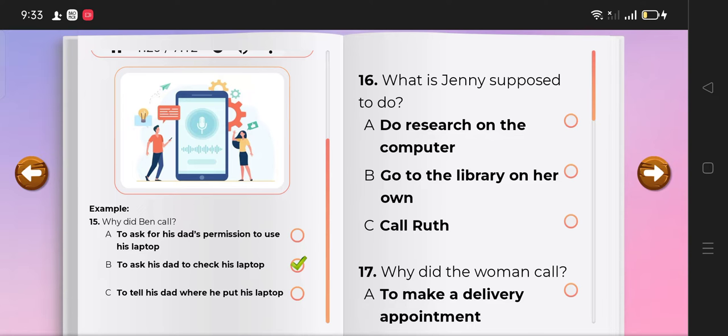What is Jenny supposed to do? A. Do research on the computer. B. Go to the library on her own. C. Call Ruth.